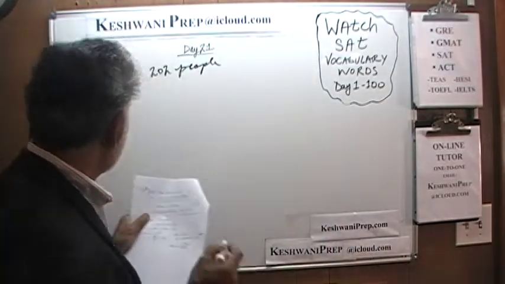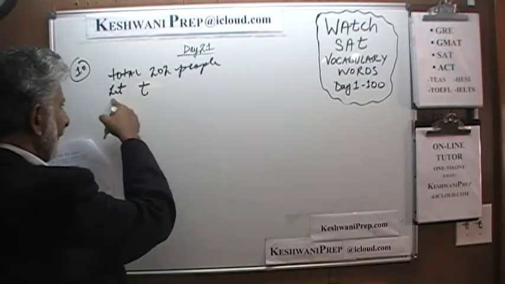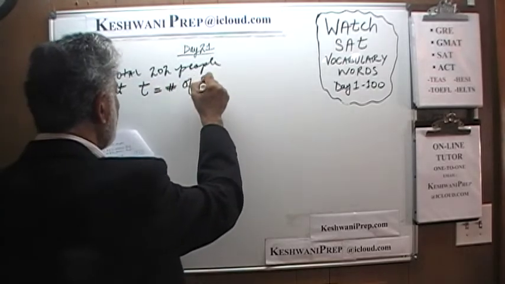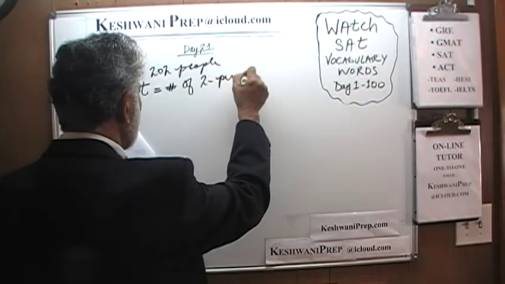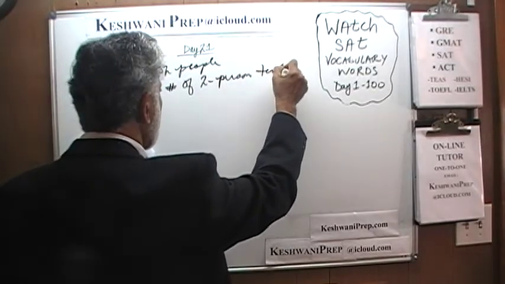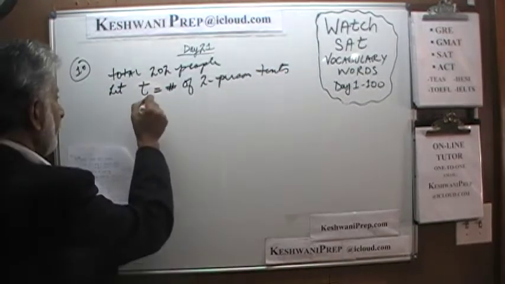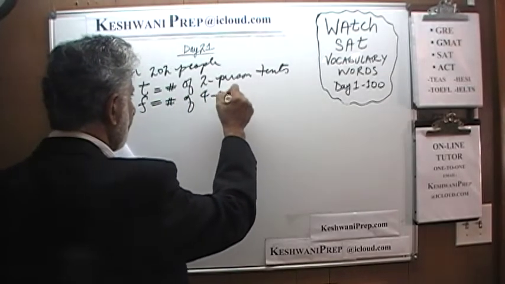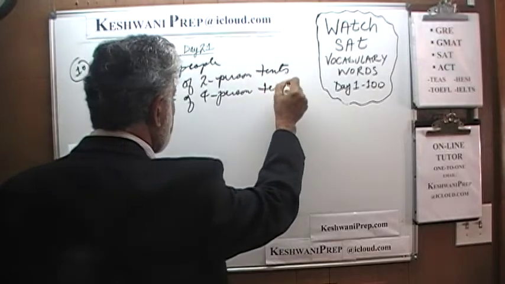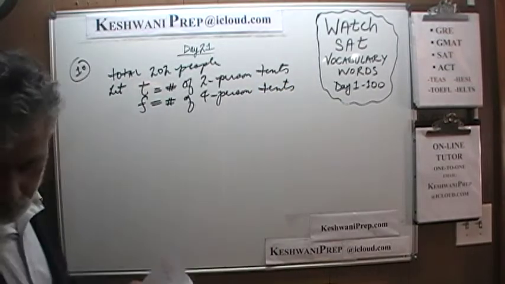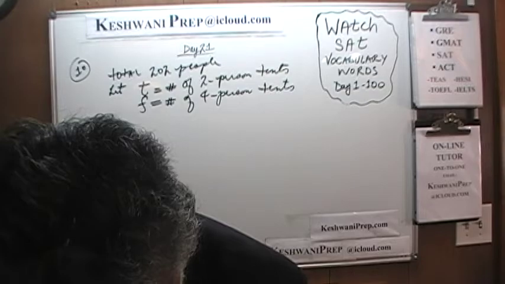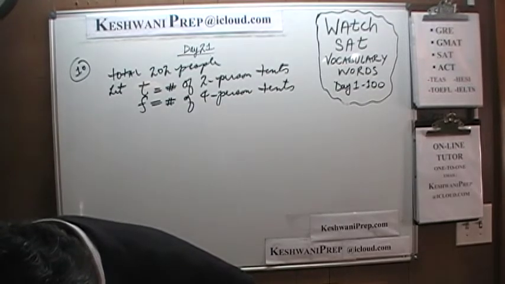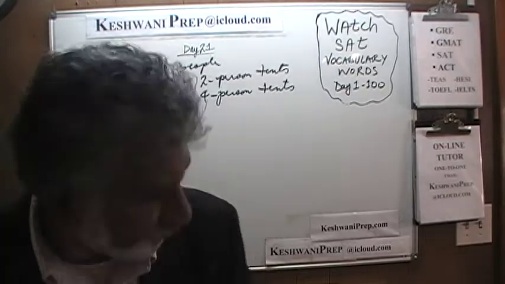So let's use letter T. Let T represent the number of two-person tents that we brought with us, and let F represent the number of four-person tents. That's it. And the question simply is, how many of the tents are for two people? So we're looking for T.